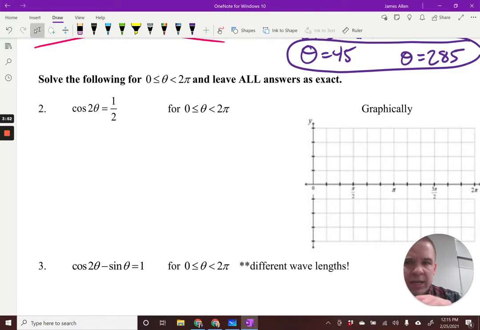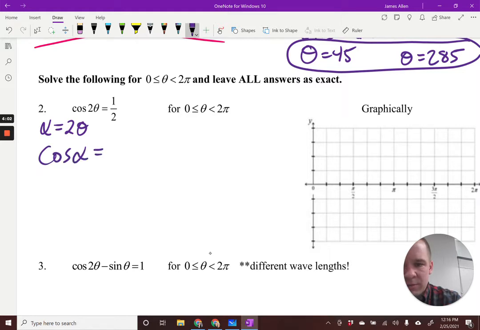So if I have cosine of 2 theta equals 1/2, I could set, again, alpha equals 2 theta. So I'll have cosine of alpha is equal to 1/2. Now, we are in radians this time. So that would be pi over 3 and 5 pi over 3. There we go.